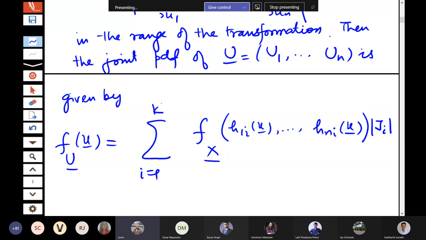I will give one application here when you have a many-one function. So is the statement clear? The final expression here only has the summation, and the inner part is the same as in the case of a one-to-one transformation. The only thing is that we have split into k regions such that from each region you have a one-to-one function. Is it okay? Yes, sir.